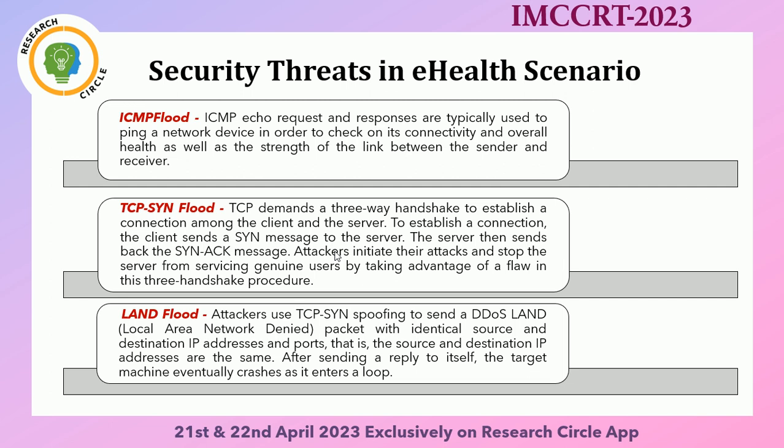ICMP echo requests and responses are typically used to ping a network device in order to check on its connectivity. Basically, the ping command is used here, through which we can check whether the network connectivity is okay or not, and the overall health of the network and strength of the link is checked between the sender and the receiver. And in this case, what is happening? Networks are forced to respond to request packets with an equal number of reply packets when they flood targets with requests.